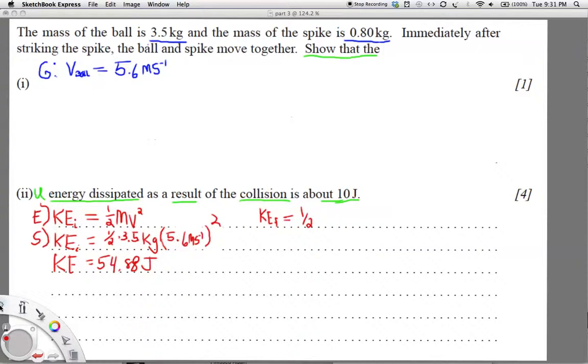This is question 2, part 3. This is just a continuation of that last question. Okay, we had this ball and the spike.